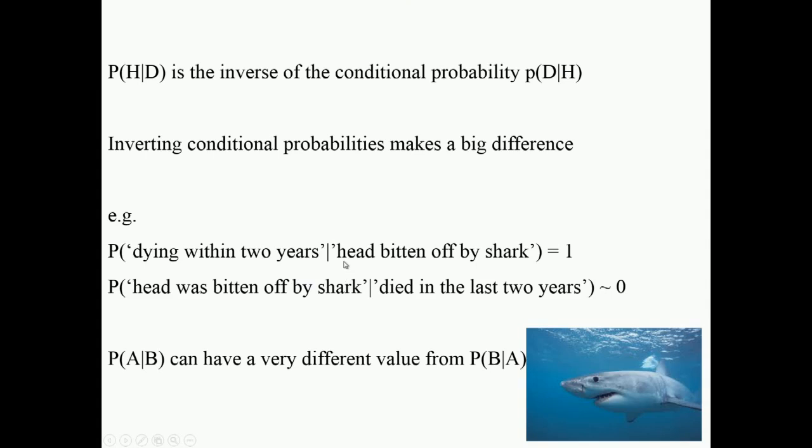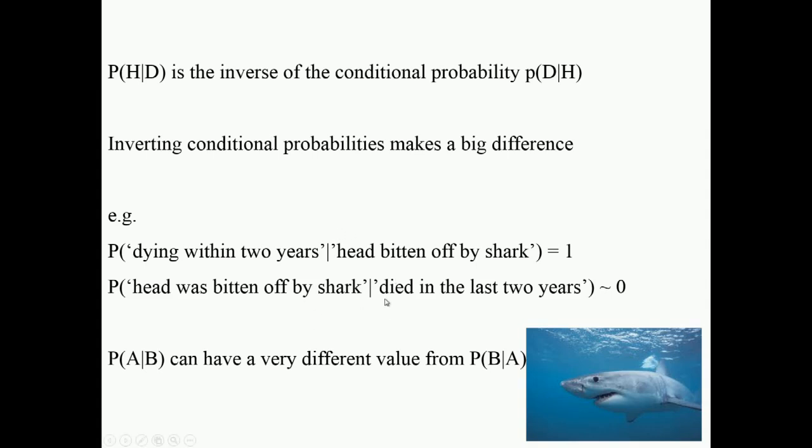Let's take all the cases where a person has had a head bitten clean off by a shark. We trace them up 2 years later, and we find out the proportion that are dead. So we're looking at the proportion of dying within 2 years, or being dead 2 years later, given your head was bitten clean off by a shark. So we scour the depths of the seas, we find all the headless bodies we can, trace up newspaper reports and so on, and that proportion will be pretty much 1, right? 100%. So now let's invert it.